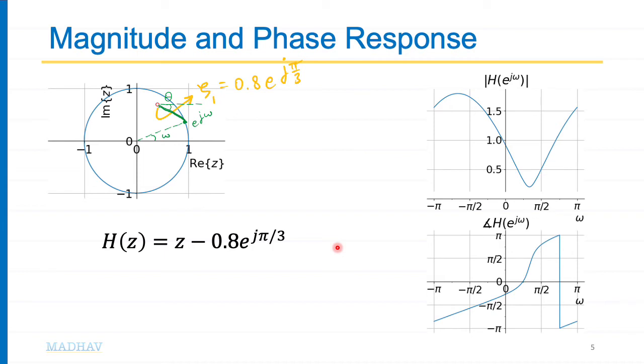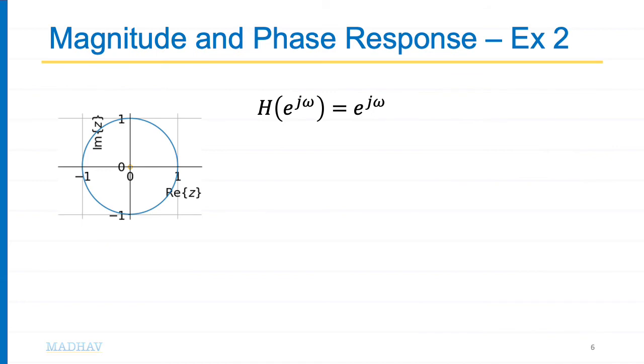Okay, now this was my one example where h of z looks like this. Let's take another example. Here h of e to the power j omega is simply e to the power j omega, right? What does this mean? It means that it has no zero, no, what do you say? I don't know. You can say it has a 0 at 0. Yeah, I'm sorry, it has a 0 at 0. Basically, h of z will be 0 when z is 0, right? Because h of z is equal to z. So I have a 0 at 0.